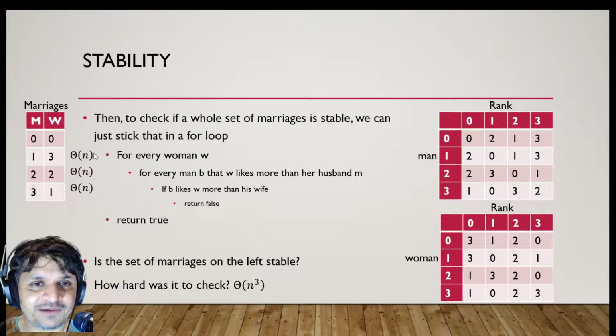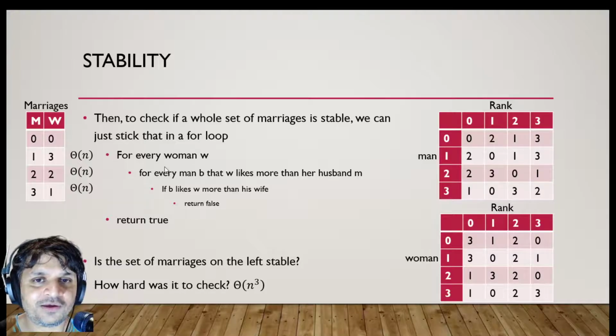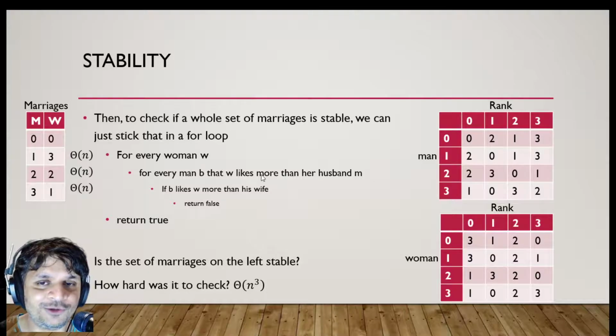Now, if we know we can do better, let's look at this, right? We said for every woman W. Now, there's nothing we can do to make that not take n, right? It has to loop over every woman. So there's nothing we can do to that part of the algorithm to make it take less time than n. Then we say for every man B that W likes more than her husband M. Now what we said is that it's possible that she likes every other man more than her husband. And in that case, we have to loop over every other man. There's nothing we can do about it. So it's going to take theta n. So these two components of the cost, we can't do anything about, right?